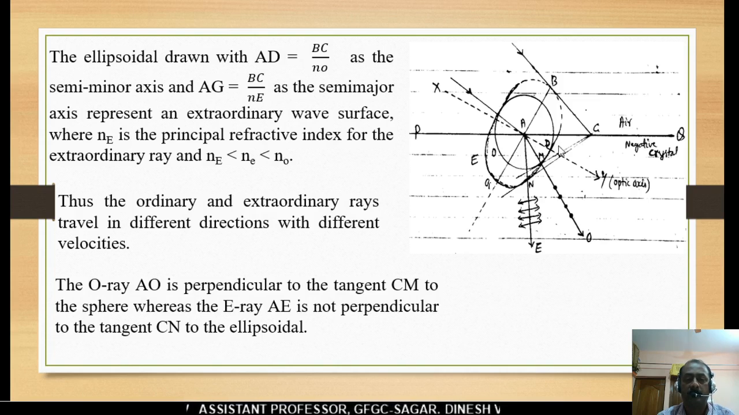The sphere where the extraordinary ray AE is not perpendicular to the tangent CN, to the ellipsoidal.